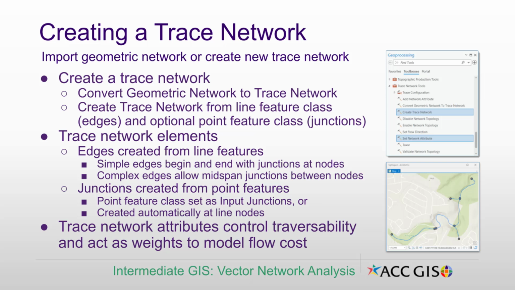If you look in the geoprocessing pane in the trace network tools, you can see the Create Trace Network geoprocessing tool, as well as the Set Network Attribute geoprocessing tool. And once you've created the trace network, you can open it in your map view, and there you can see a simplified trace network that includes the edges as blue lines and the junctions as gray points.